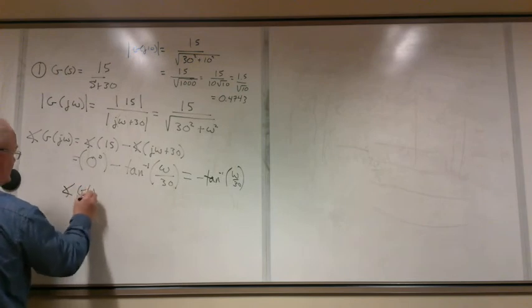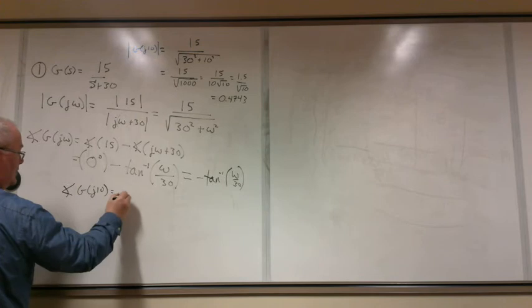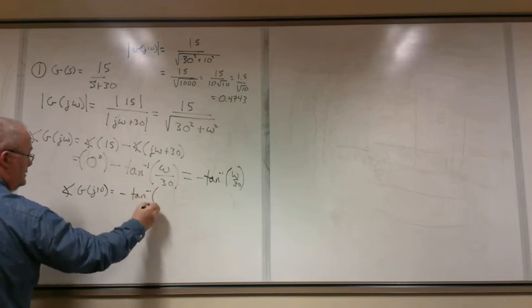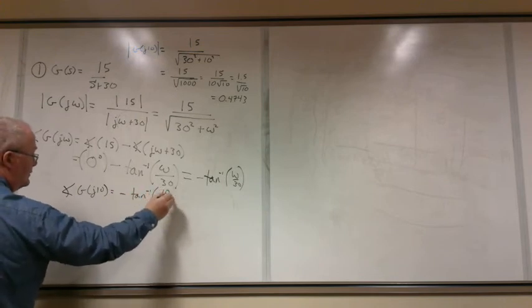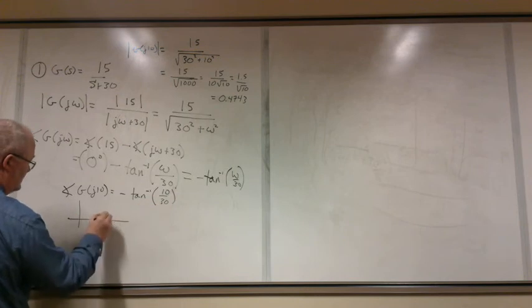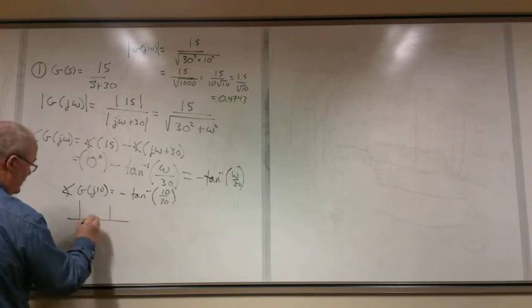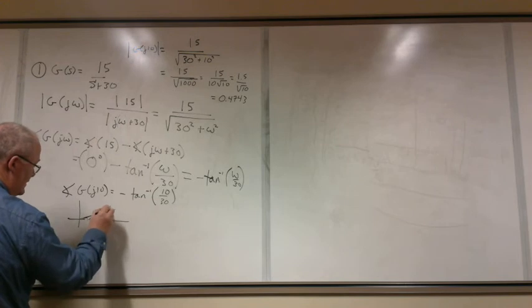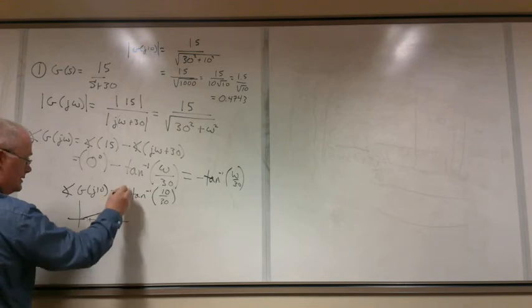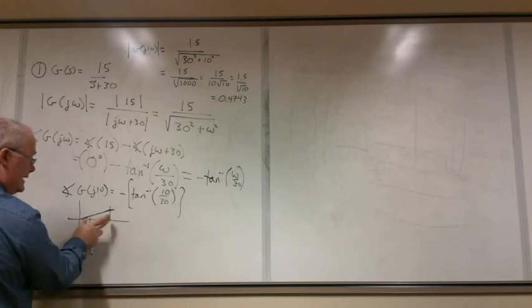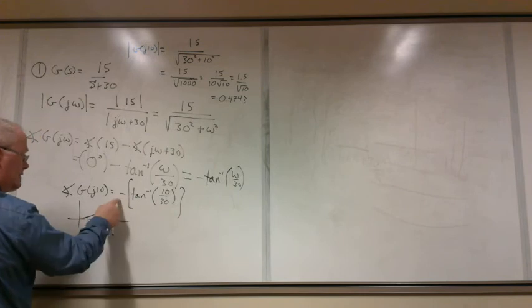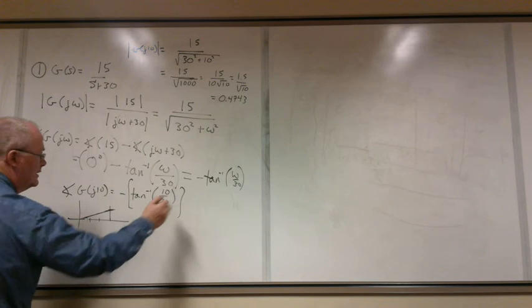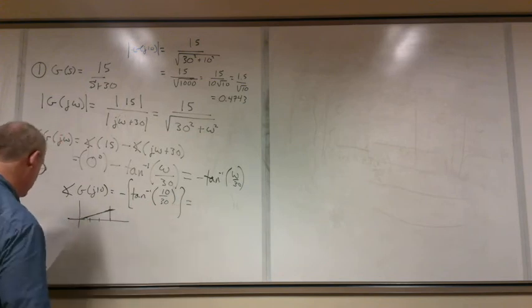The phase angle is actually going to be, angle G of J10 is equal to minus the inverse tangent of 10 over 30. So we're looking at 10 up, 1, 2, 3, about 20 degrees or so, something in that vicinity, but that's a positive angle. That is what I'm evaluating here. There's the tangent of 10 over 30, and then I have to do the negative of that. And so this is actually equal to negative 18.44.